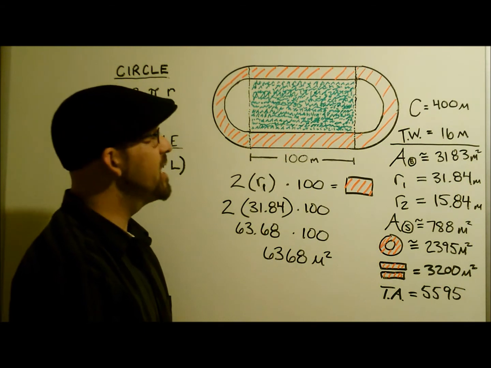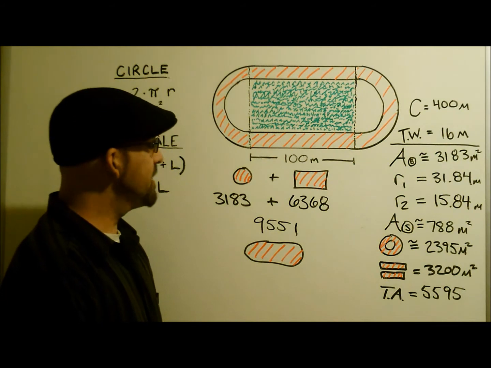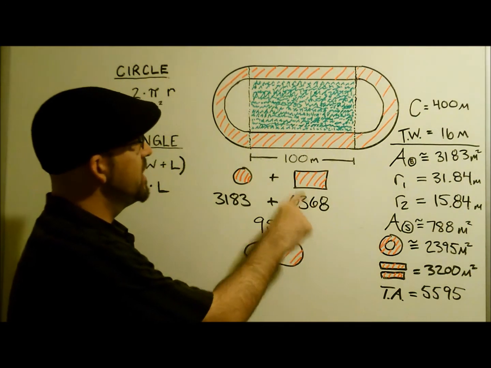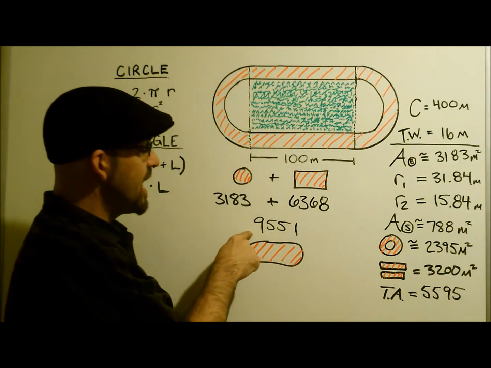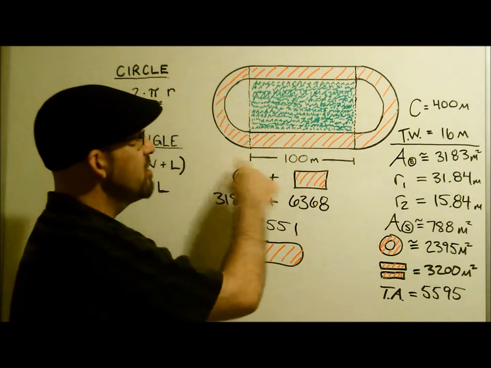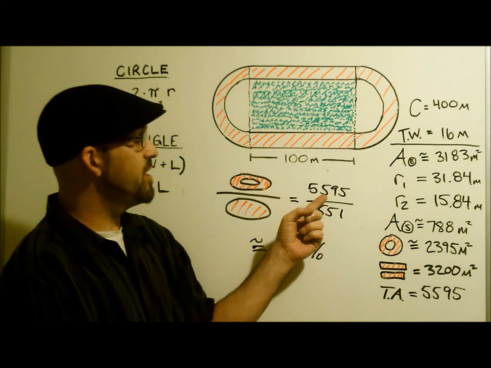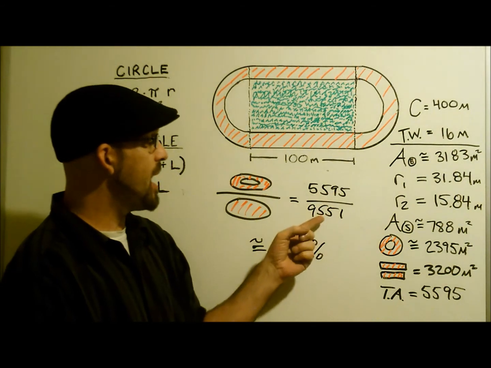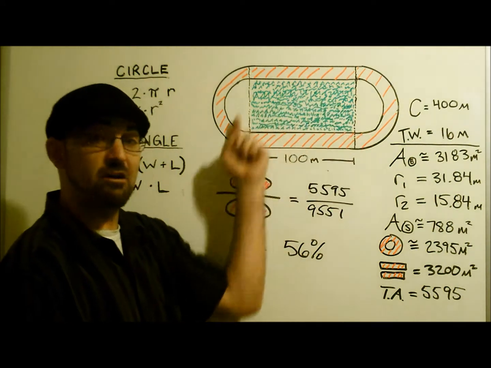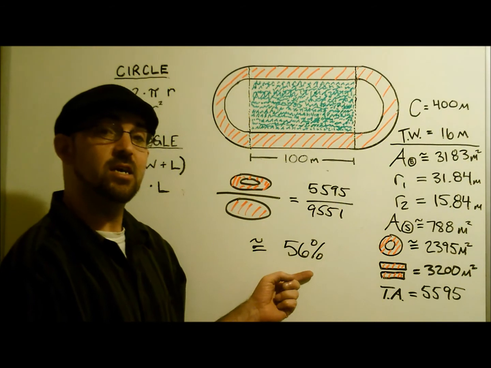Now let's add that up to the circle. So here we have it. The area of the big circle plus the area of the big rectangle gives us 9,551 meters squared for the entire track. So we know the area of the track to be 5,595. Divide that by 9,551, the area of the entire field, and we get the track is about 56% of the entire field.